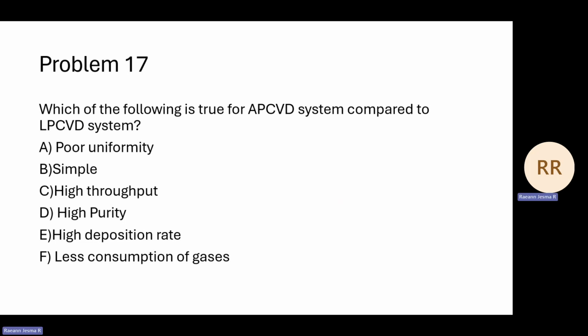Which of the following is true for APCVD system compared to LPCVD? APCVD is atmospheric pressure CVD. In APCVD, we'll have higher pressure, so the growth is proportional to pressure. It does not depend much on temperature. In the case of LPCVD, we are maintaining the chamber at lower pressure, so the growth is mainly dependent on the temperature.